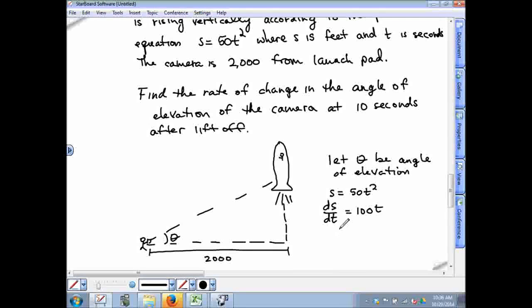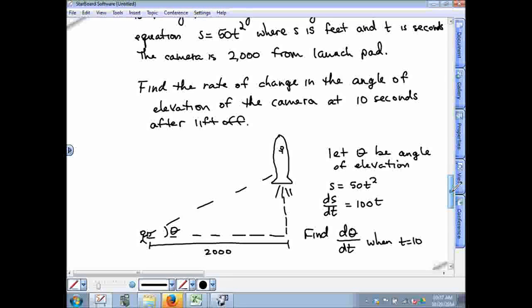Now, what are they asking us to find? The rate of change of the angle of elevation. Do they want the angle of elevation? They want the rate of change, so that's d theta over dt, when t is equal to 10 seconds.